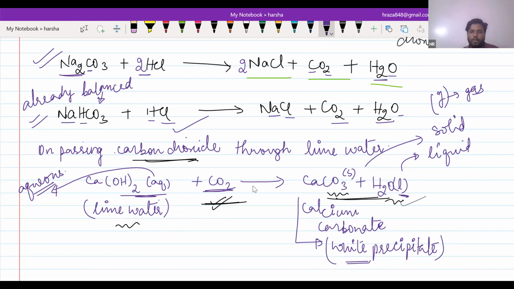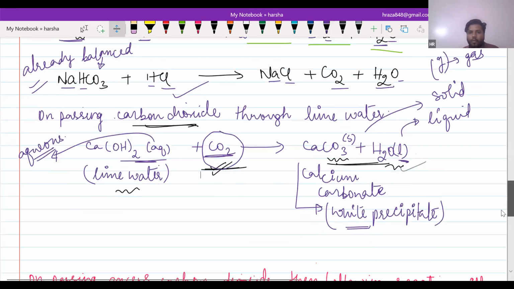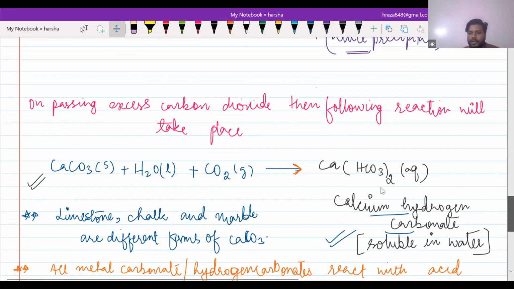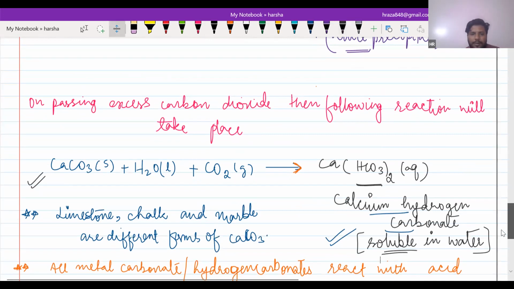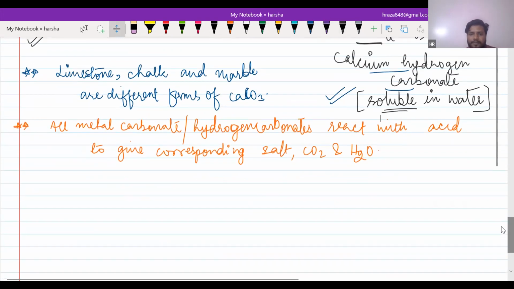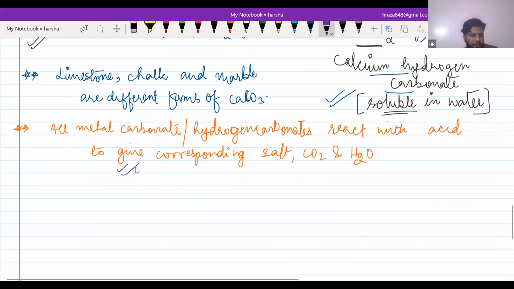But if you use a lot of excess carbon dioxide here, then another product will be formed that is soluble in water, that is called calcium hydrogen carbonate. And limestone, chalk and marble are different forms of calcium carbonate. Everyone done with this point?